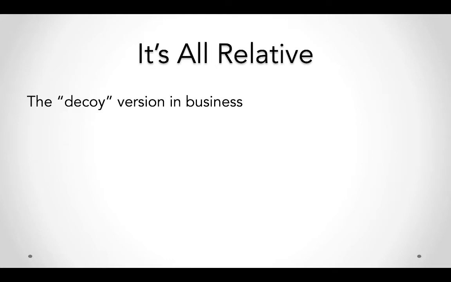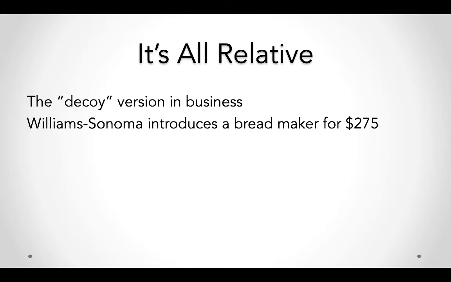So how does this work in business? The decoy version in business. Well, it's very important. Williams Sonoma introduces a bread maker for $275. Would you buy it? Well, this is a question. It's an absolute term. I know nothing about bread making. I don't know if 275 is a good deal. I have no idea. So what do I do if I have a decision that is hard for me to make? I won't do anything. I move on. I'll try to ignore it or postpone it.